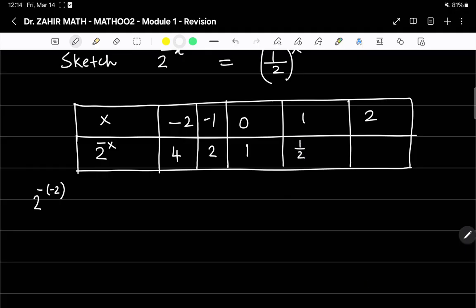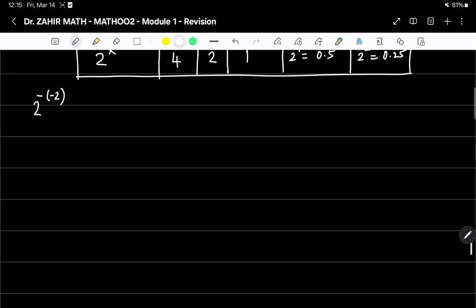And this is 1 over 2, or 2 power minus 1. Okay, let me write here 2 power minus 1, which is 1 over 2, which is nothing but your 0.5. And it is 1 over 4, or I'll write 2 power minus 2, which is equal to, in the calculator, 0.25, right? So let's start now the sketch.